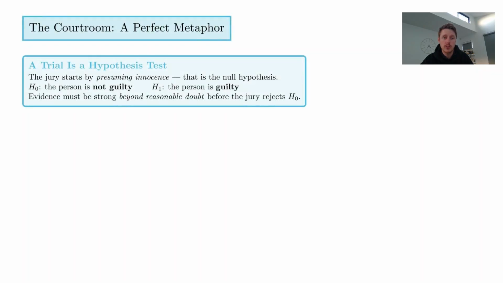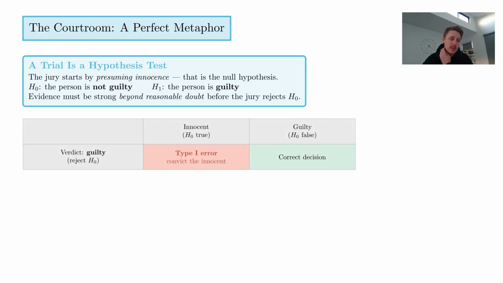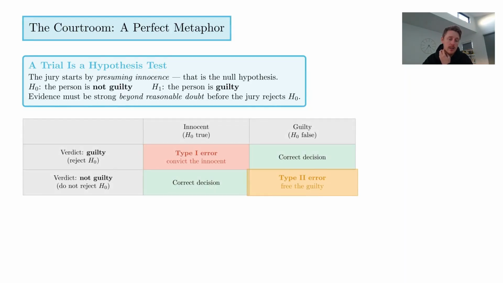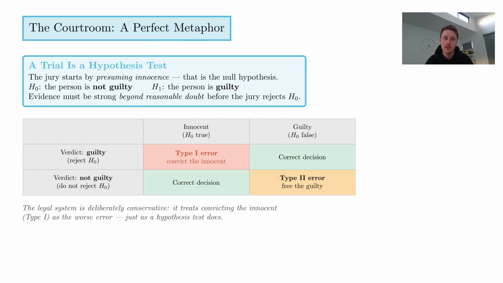The courtroom. So a trial is a hypothesis test. In a courtroom, there's essentially 4 verdicts, as we can see in the table here. You convict an innocent person. So you get a guilty verdict for someone that's innocent, a not guilty verdict for someone that's innocent, so that would be correct. A guilty verdict for someone that is guilty, so that would be a correct decision, and a not guilty verdict for someone that is guilty. The first error of convicting or finding someone guilty that is actually innocent is called a type 1 error, and finding someone not guilty that is actually guilty is called a type 2 error.